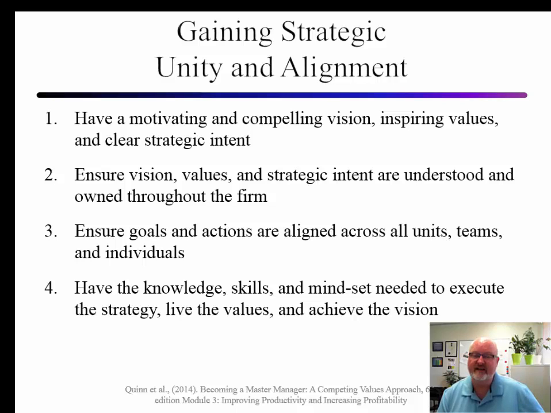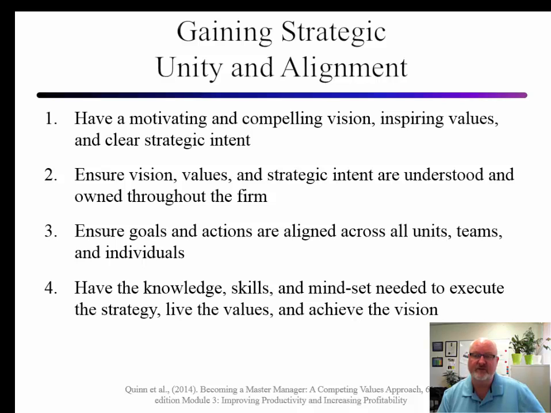Gaining strategic unity and alignment is really important. You must have a motivating and compelling vision, a reason for change, inspiring values, why people want to work and share your values, and a clear strategic intent. Ensure vision, values and strategic intent are understood and owned throughout the firm.